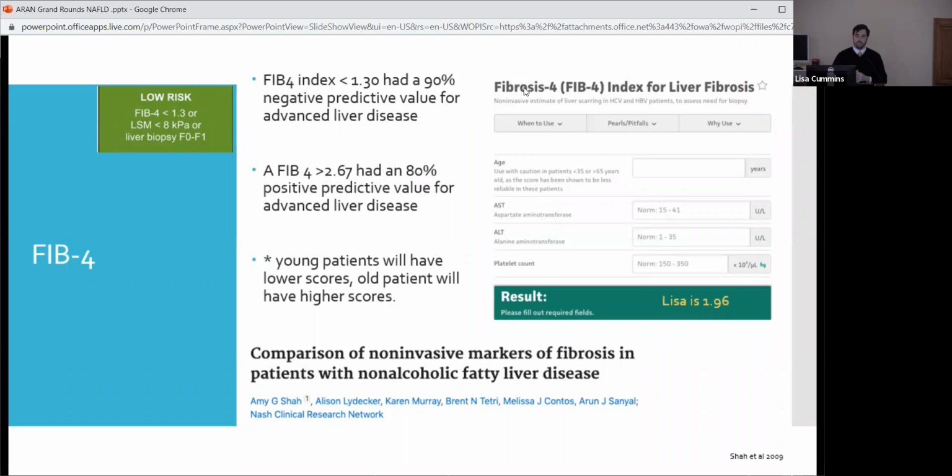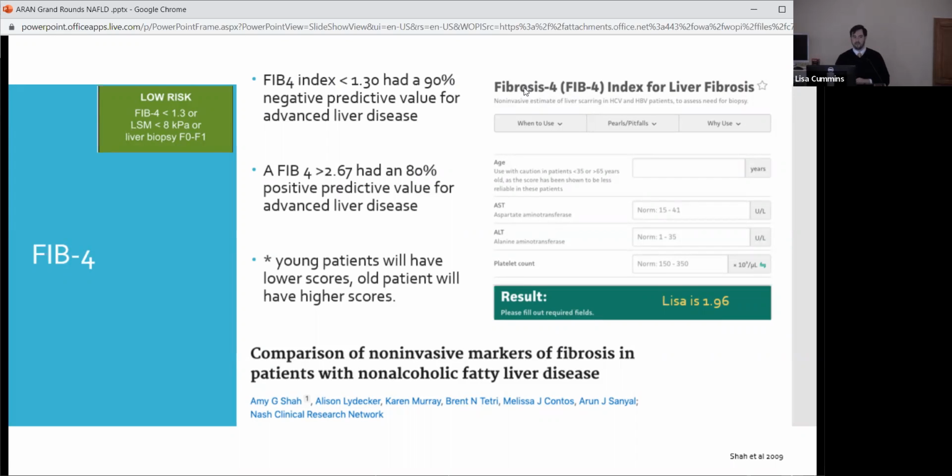and then it'll spit back a number at you. And the numbers you need to know, or we're kind of looking at, is 1.3 and 2.67. And if you have a value of less than 1.3, you have a 90% negative predictive value for advanced liver disease. So that is very reassuring to be able to tell a patient. If you get a value over 2.67, that's an 80% positive predictive value for advanced liver disease. Lisa, her numbers, right, the 60s, 70s, platelets were 198. Her score is a 1.96. So that's right there in between those two values, kind of an indeterminate or intermediate score. So that's a little harder to deal with, but we'll talk about it.